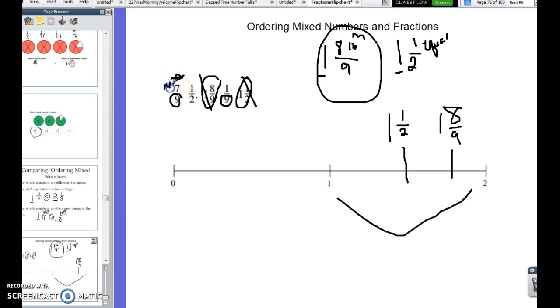7 plus 7 is 14, and this is more than 1/2. So 1/2 would be about here, so that means 7/9 would go here. Let's get rid of that one, get rid of that one, and then we're left with 1/9. And if we think about it, 1/9 is a very small piece, so we'll put 1/9 close to 0.